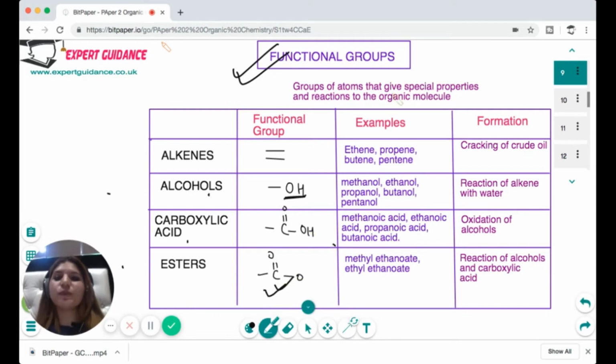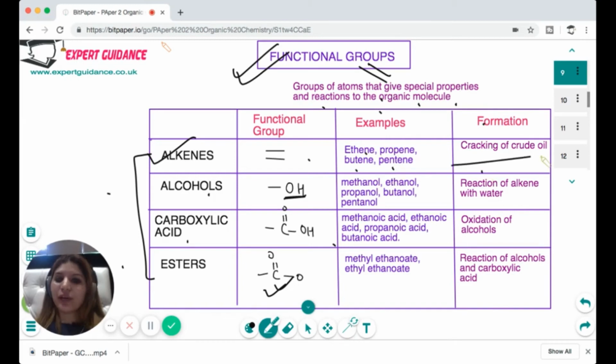These groups of atoms which give special properties and reactions to the organic molecules are functional groups. And you have 4 functional groups in your syllabus. Alkenes, which is a double bond. An example is ethene, propene, butene, and pentene, and we can form it by cracking of crude oil.